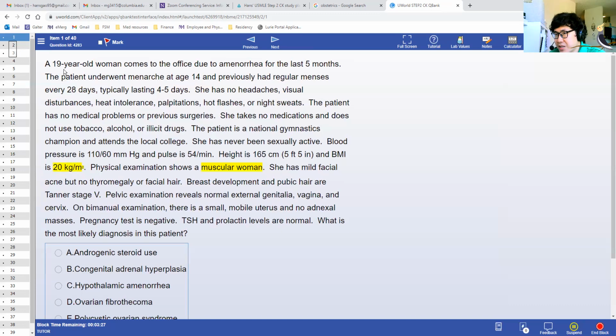CAH, it could present later. There are some variants that present later. However, this patient's blood pressure is okay.